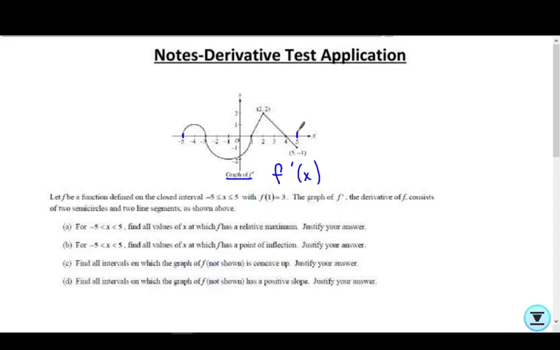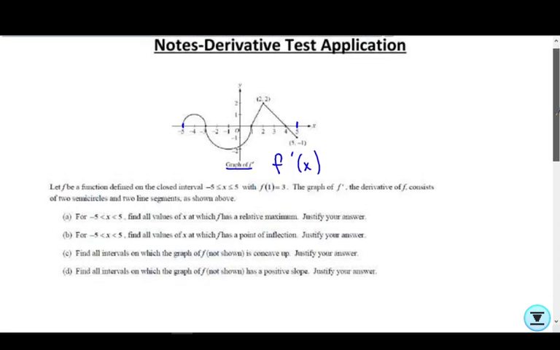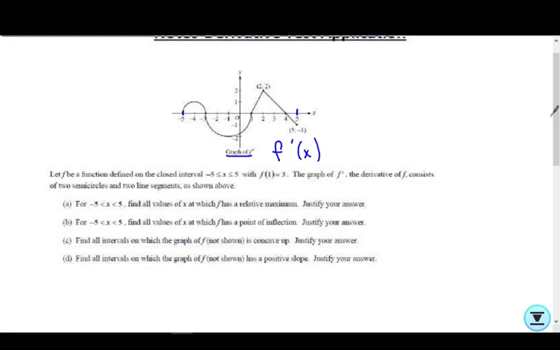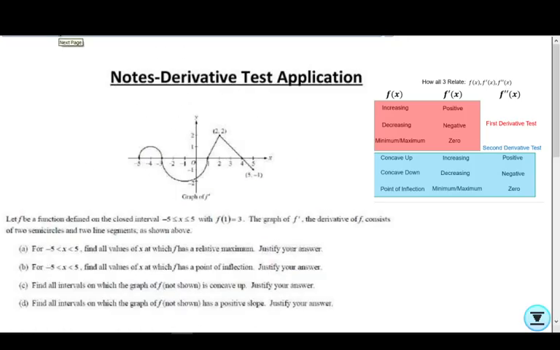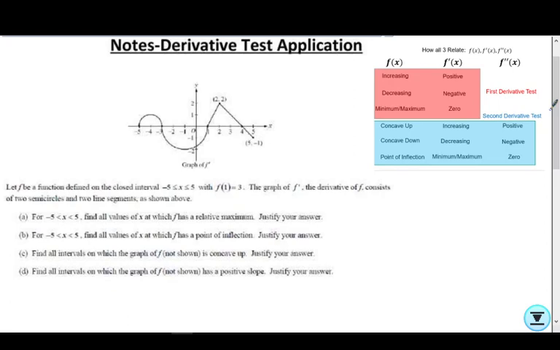Okay, find all the values at which f has a relative maximum, justify your answer. Okay, so part A is asking about maximums. Okay, so basically what we're going to be doing is we need to use this chart right here. Okay, how the derivative and the second derivative relate to my function. Okay, so when we look at this problem, we're going to be using this chart basically for almost everything.